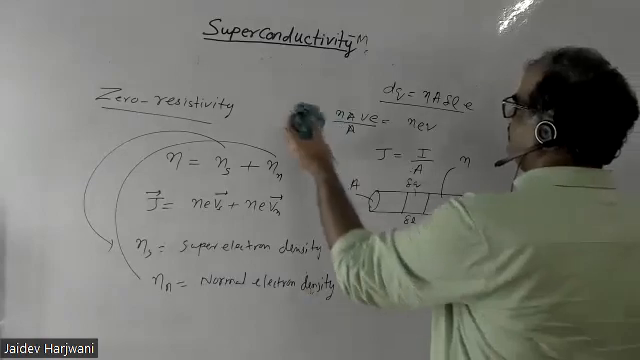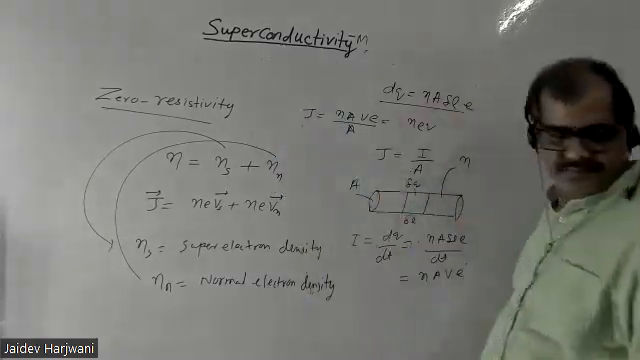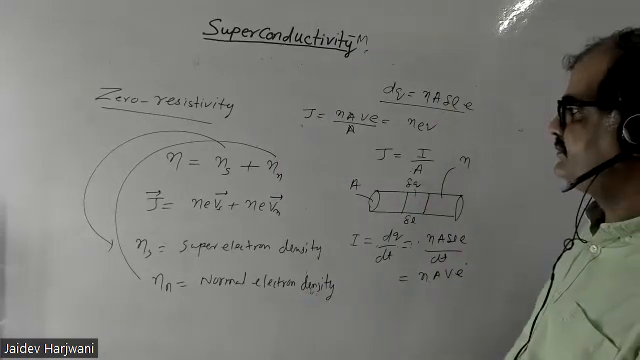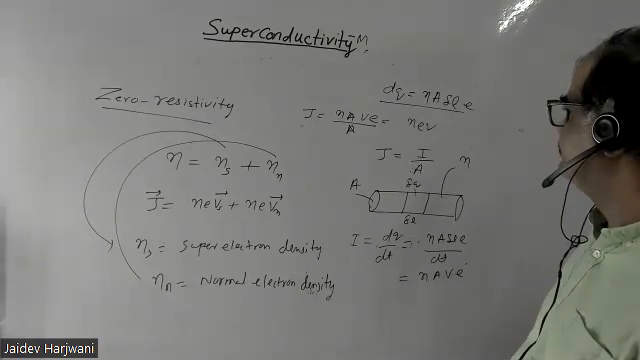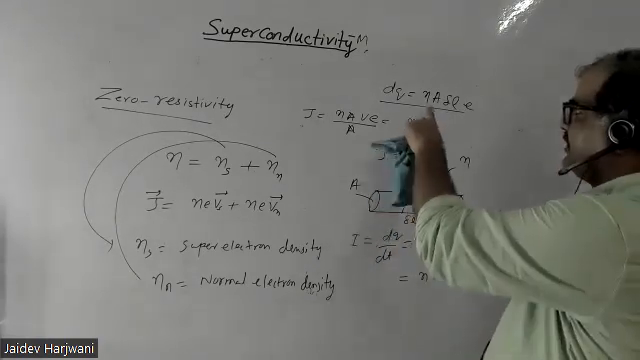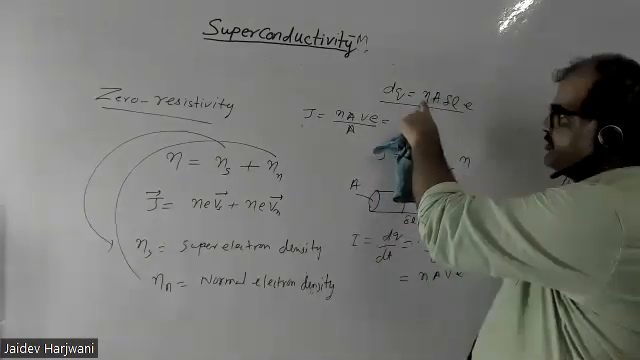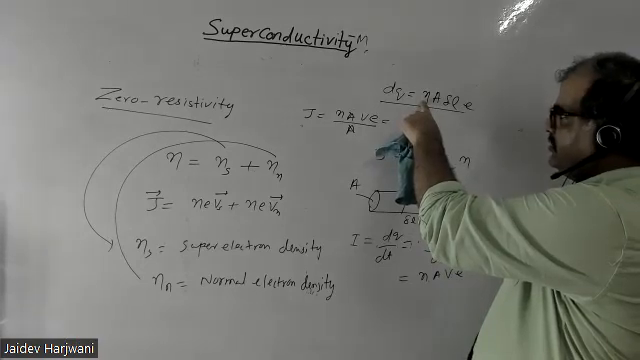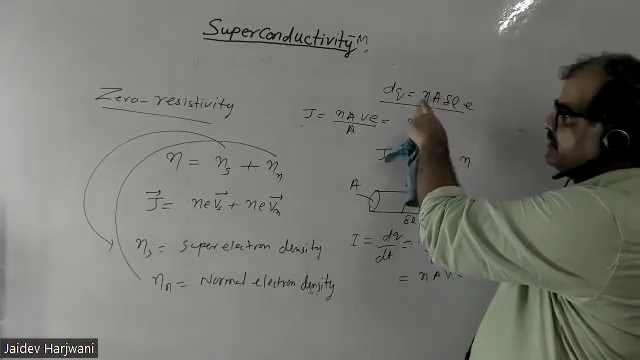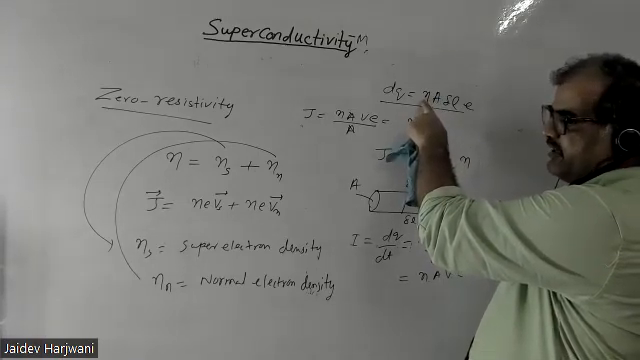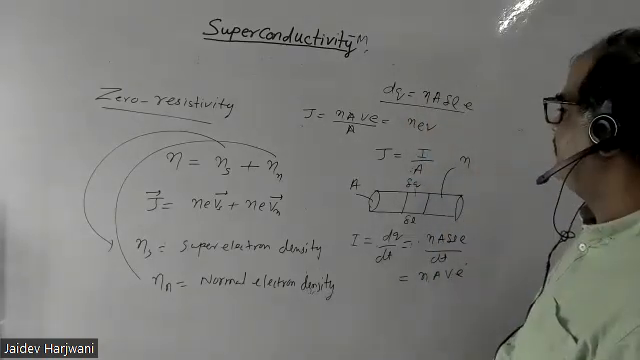Sir, this dq you have written as n delta l e. This is a number per volume, right? Yes, sir, concentration per volume. If you multiply concentration by volume, you get the number of electrons, and you multiply by charge, you get the total charge.